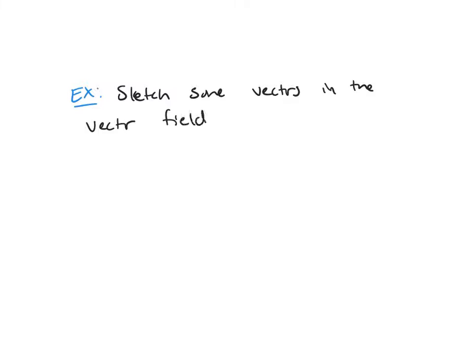So now that we know what vector fields are, let's look at an example. We want to sketch some vectors in the vector field given by F equals minus y i plus x j.